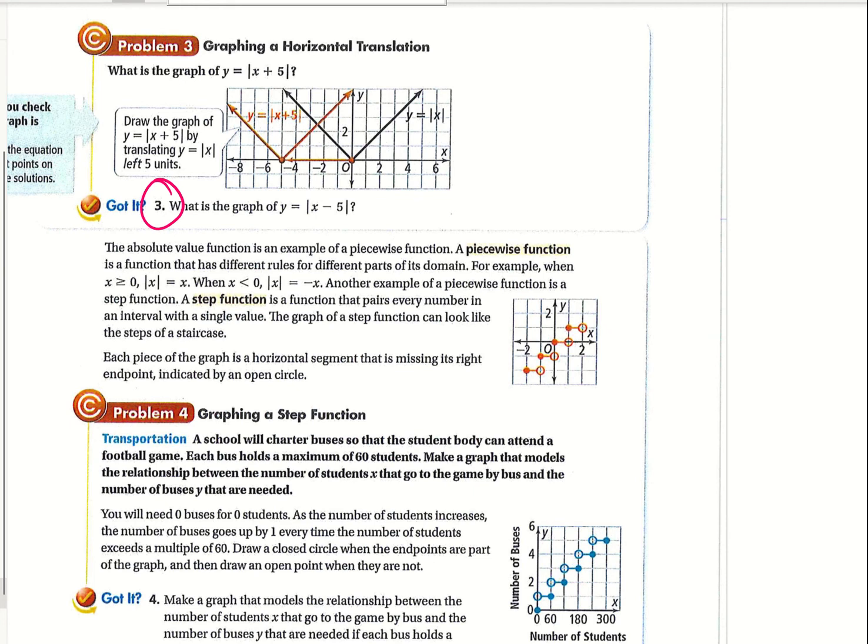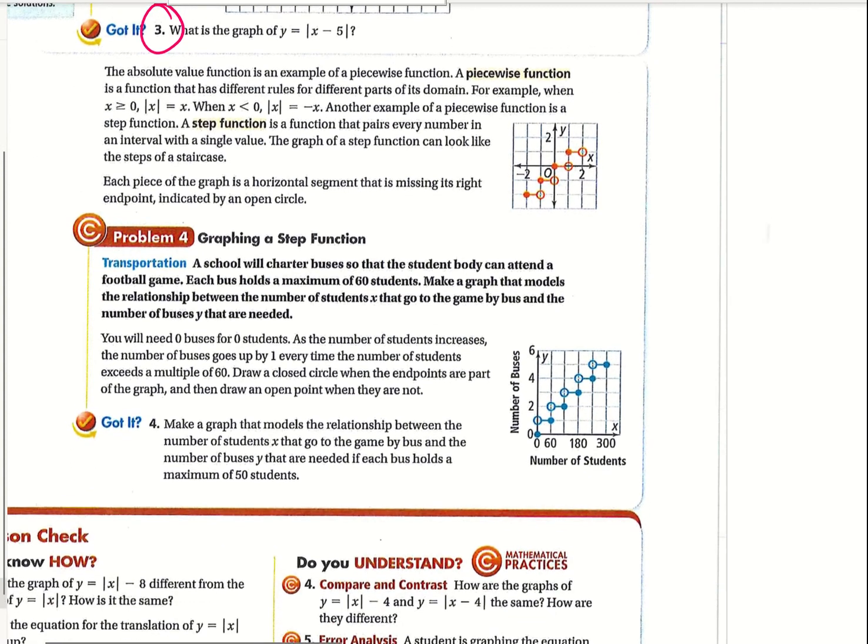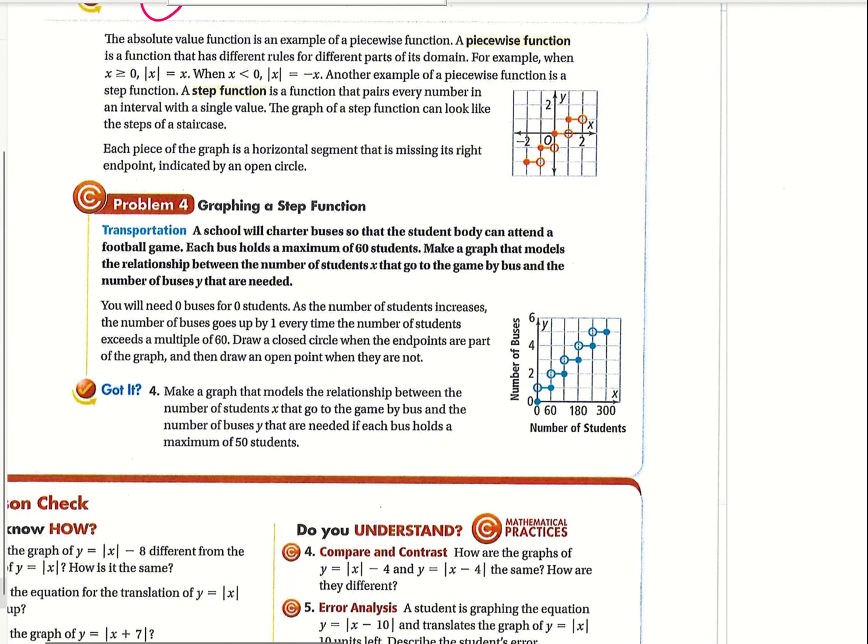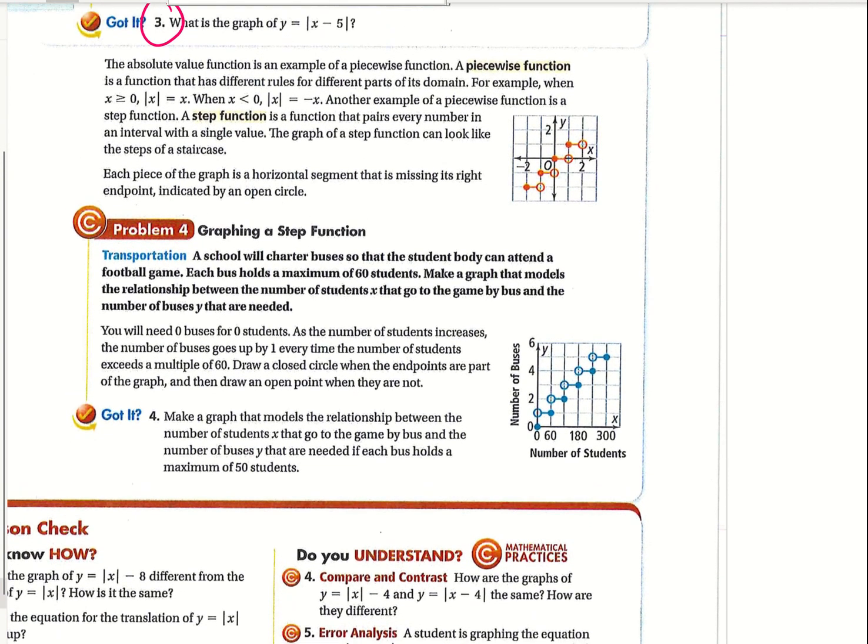All right, and then we're also going to look really quickly after you've finished Got It problem 3 at the definition of a piecewise function, okay? Absolute values are piecewise functions, okay? And that is because a piecewise function is a function that has different rules for different parts of its domain. Okay, I think the way that they put it is pretty good.